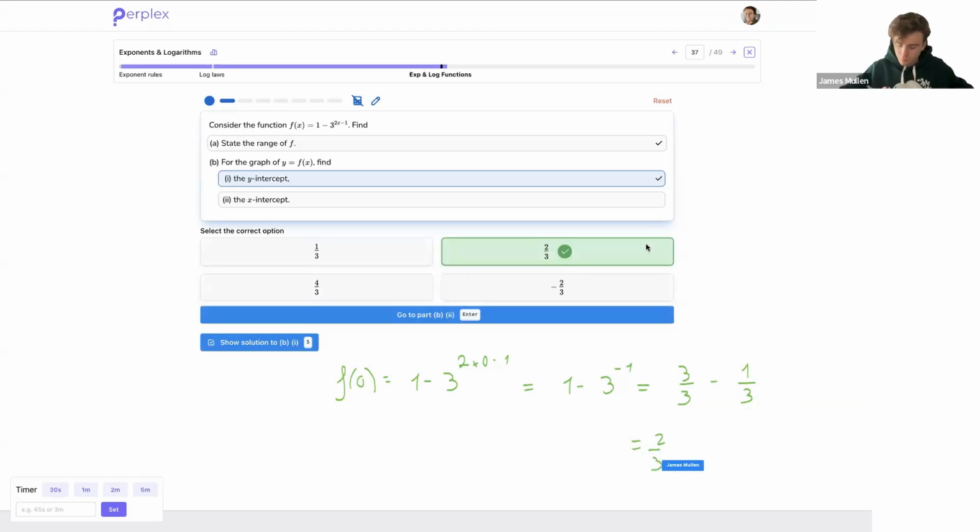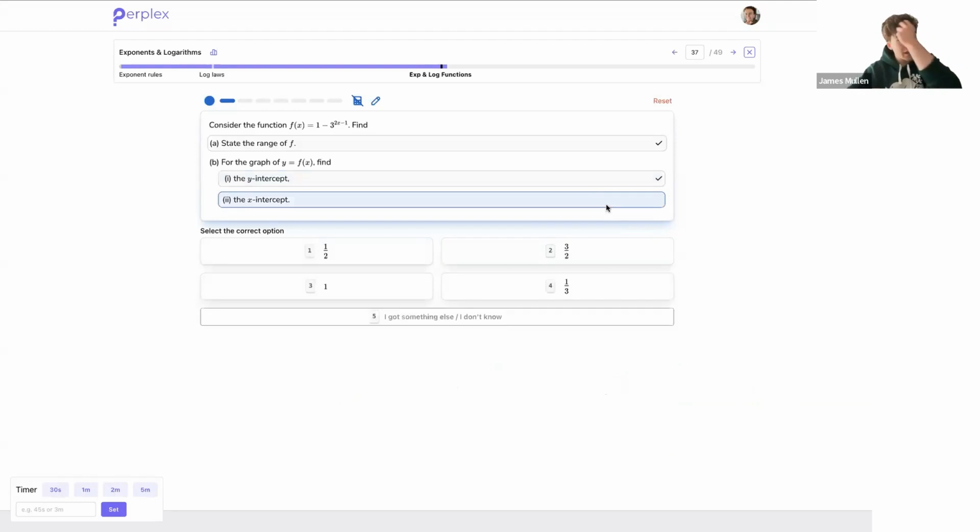That's option 2. And now the x-intercept, slightly harder, but the x-intercept is when this whole thing is going to be equal to 0. So f of x equals 0. 1 minus 3 to the 2x minus 1 is equal to 0. So 3 to the 2x minus 1 is equal to 1. And 1 is the same thing as 3 to the power 0, which means that 2x minus 1 must be 0, which means that x is equal to 1/2.